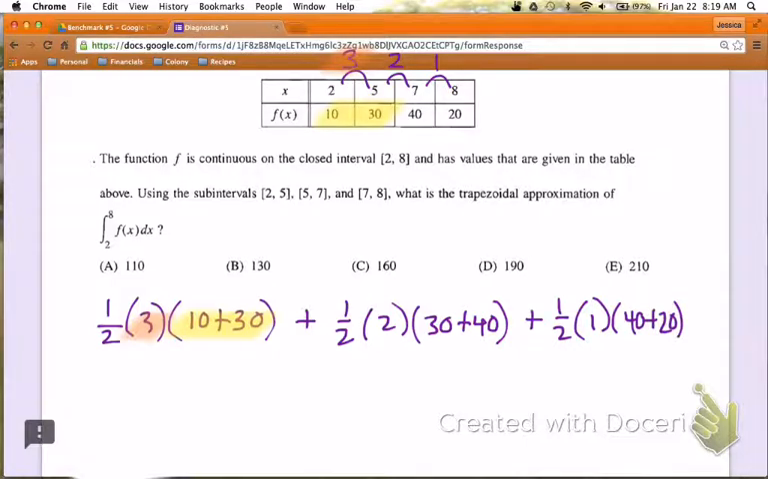And again, do not use a calculator with these. You were not allowed to use a calculator on the test. So half of 3 times 10 plus 30. So 10 plus 30 is 40. Half of 40 is 20. And 20 times 3 is 60.